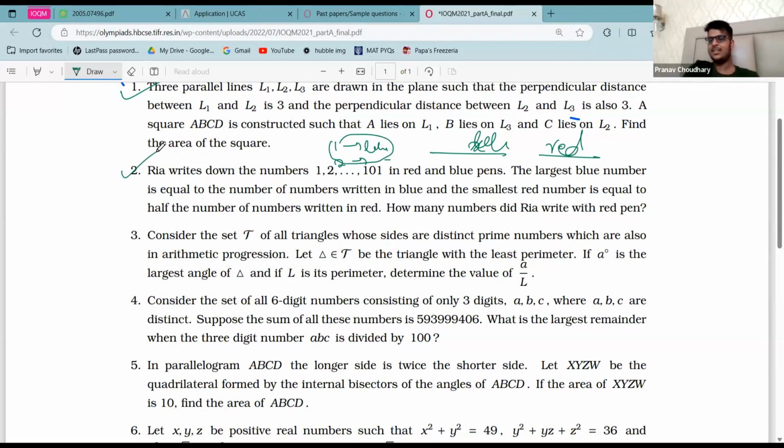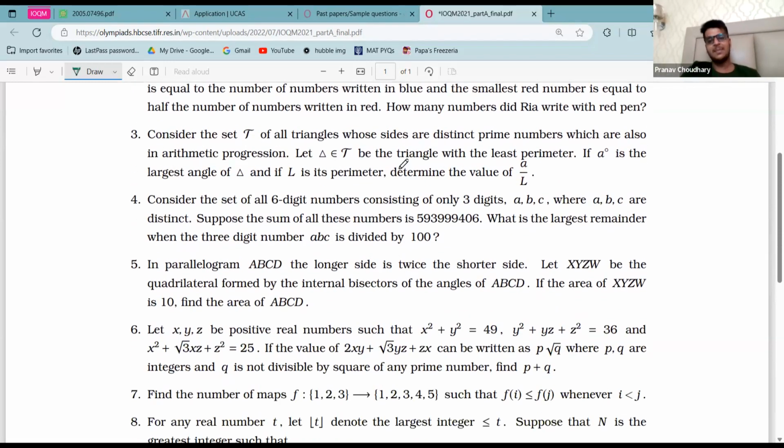That's impressive. Fun fact, me and Siddharth both gave this IOQM, right? Everyone gave this IOQM. Oh yeah, everyone gave this IOQM. Fine.